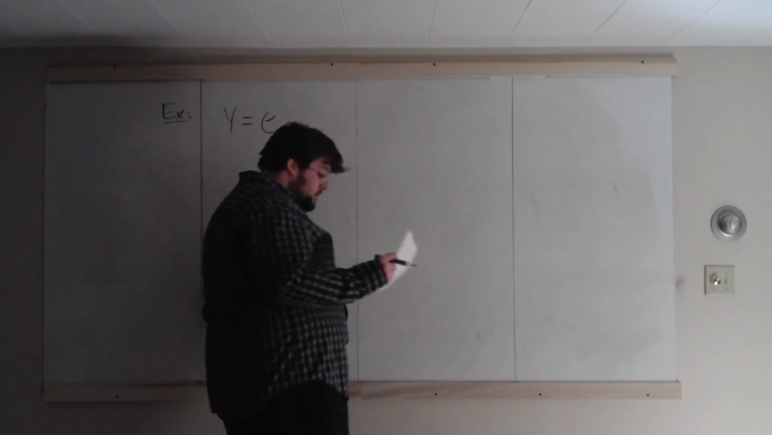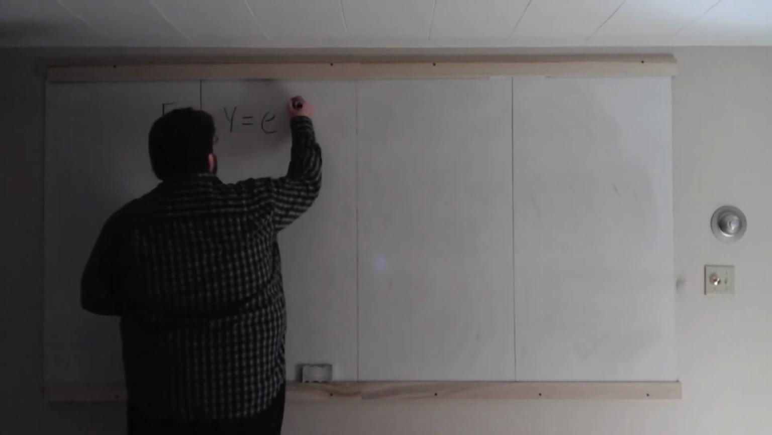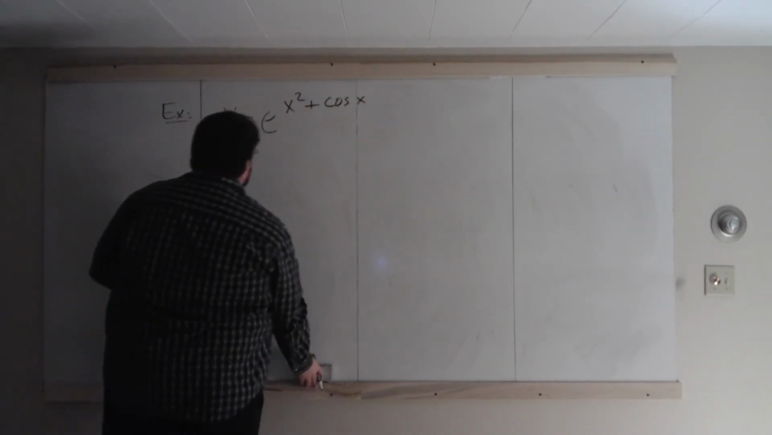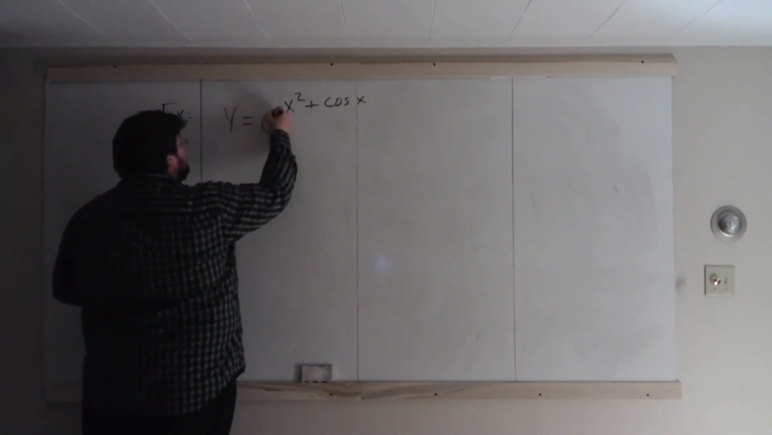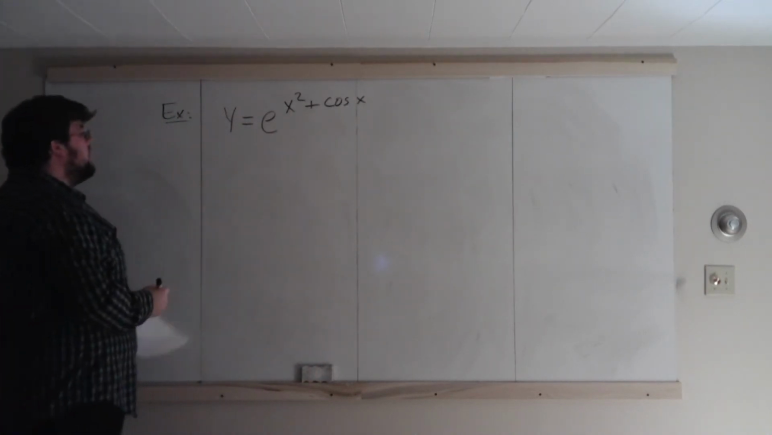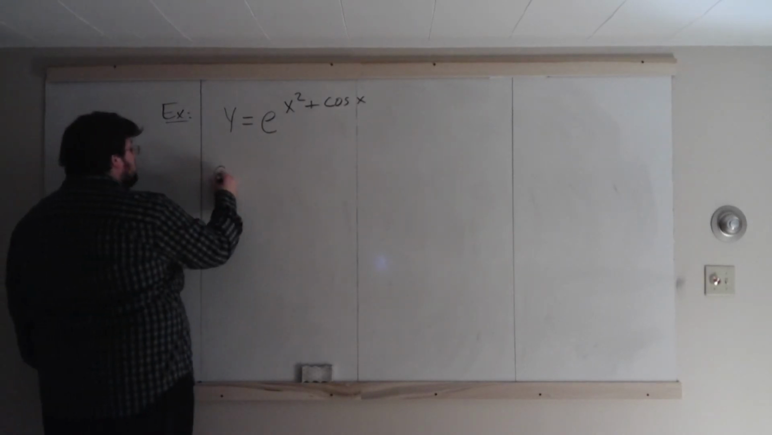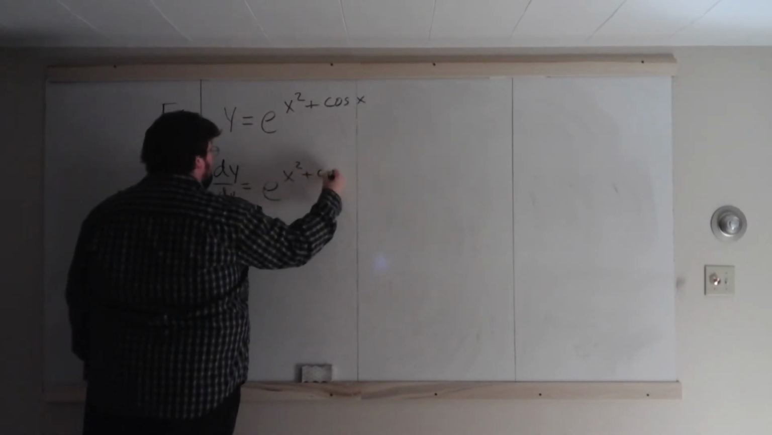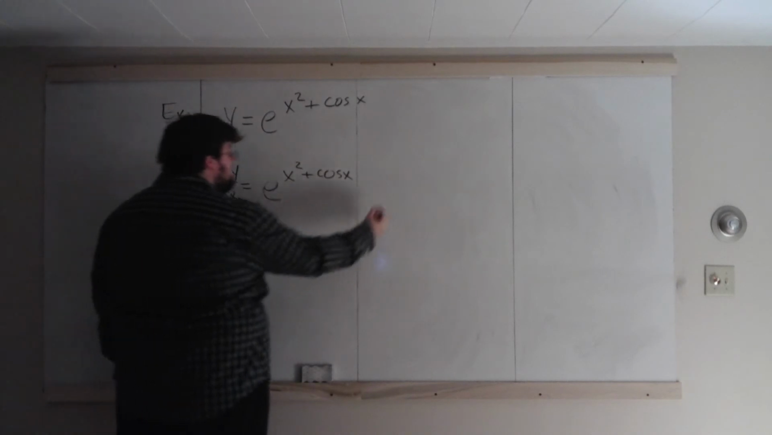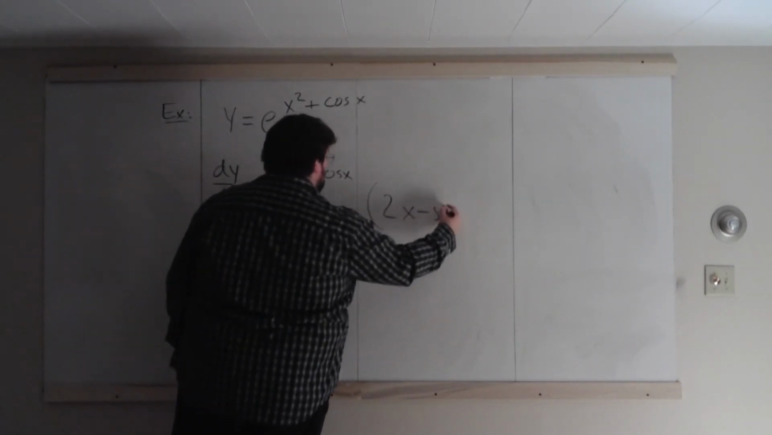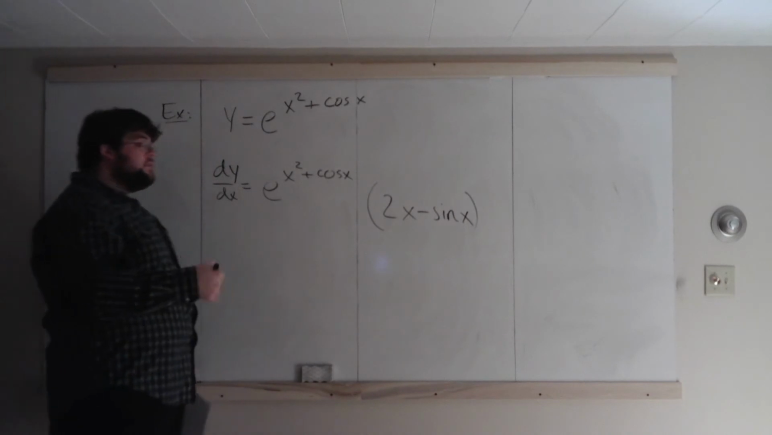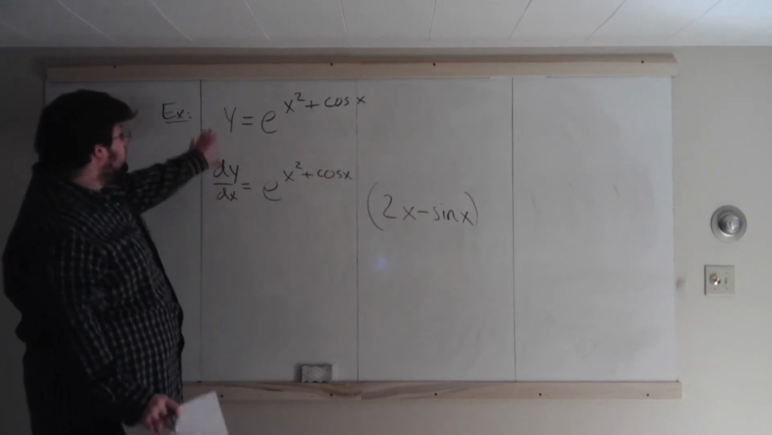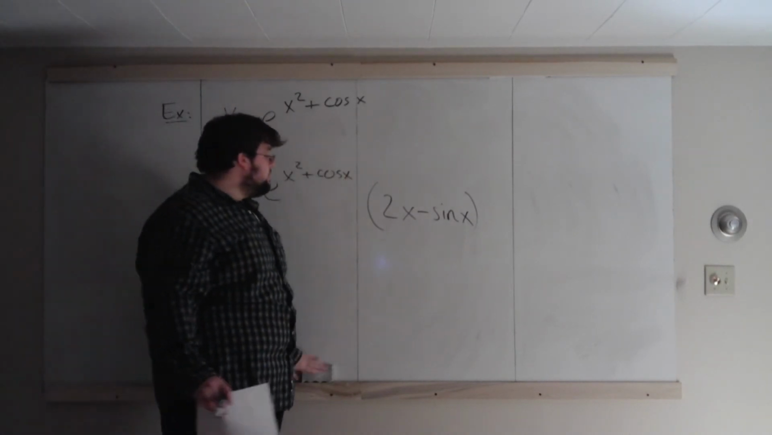So what if I change this question a little to e to the x squared plus cosine x? E to the x squared plus cosine x. Well, we would do the same thing. dy dx is itself times the derivative of the exponent. And the derivative of the exponent we can find using the 22 rules: 2x and negative sine x. So the derivative of e to the x is itself times the derivative of the exponent.